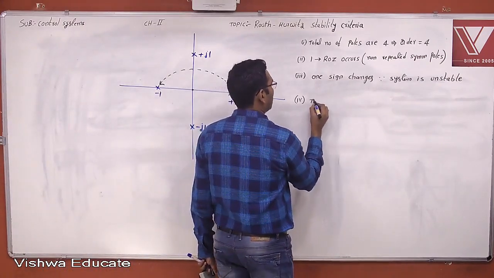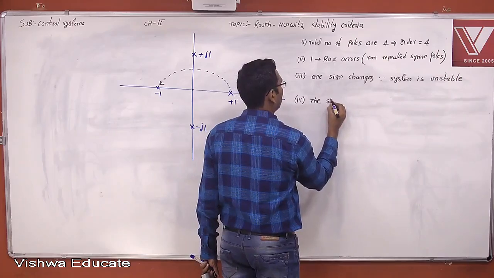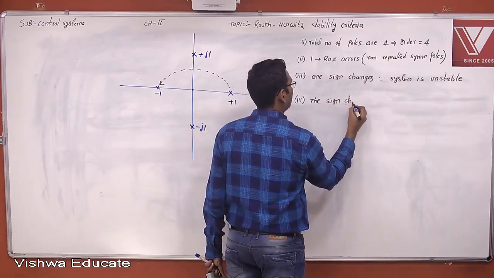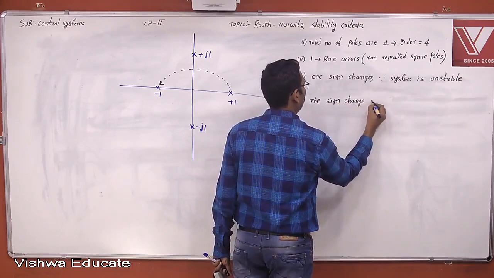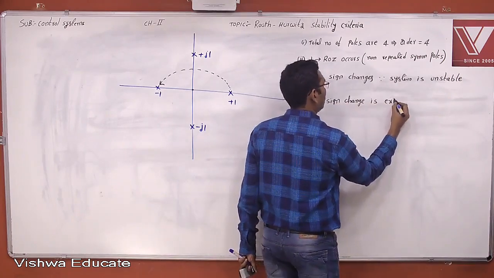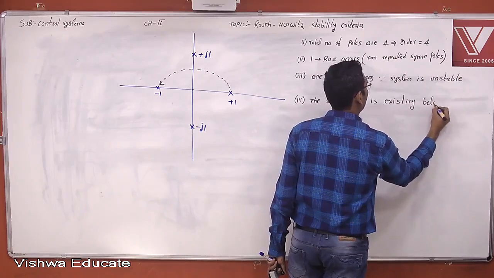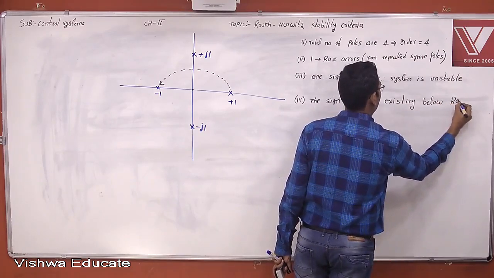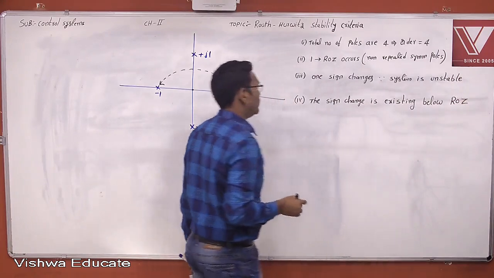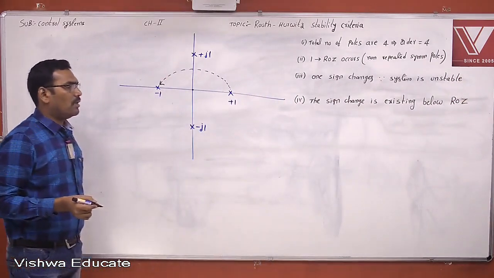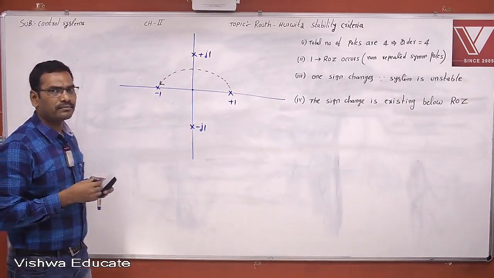Now the sign change is existing below row of zeros. Is it correct or not? This is below row of zeros. Now one more thing I am asking.